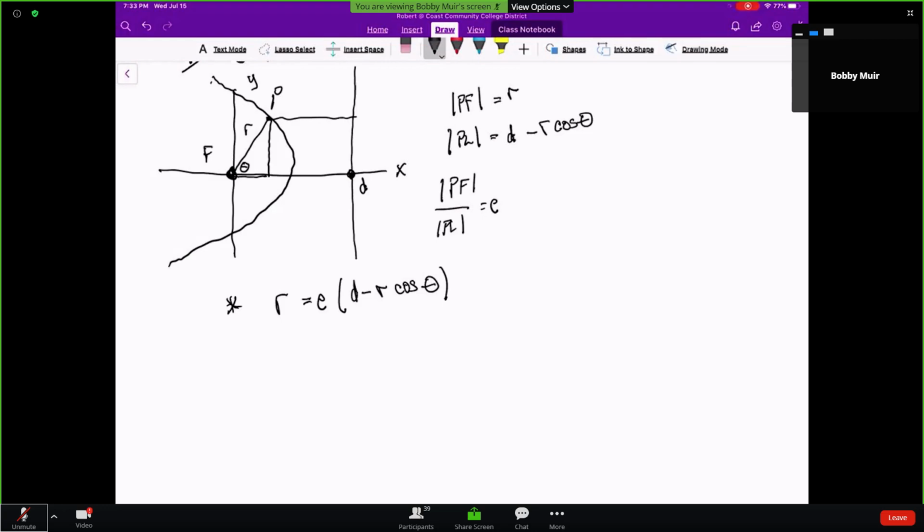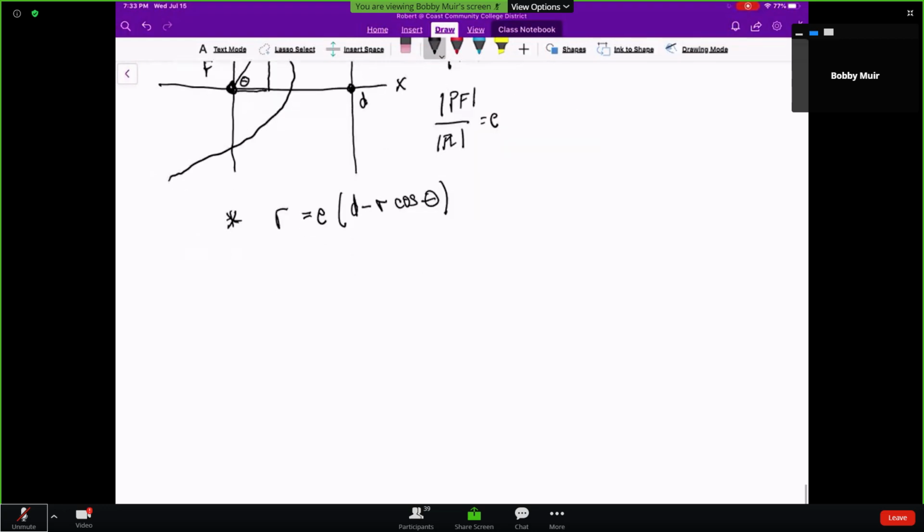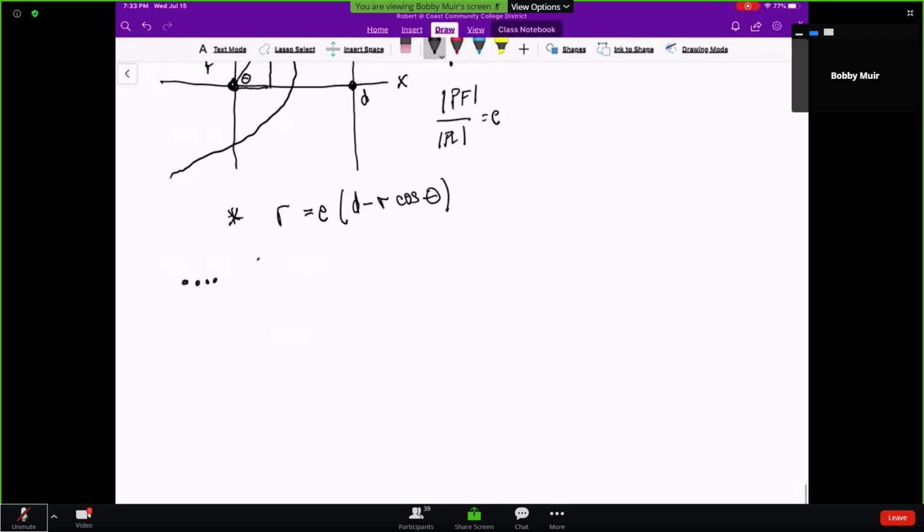Okay, then he squares both sides of this equation, and he does a whole bunch of stuff, and he gets to this spot here. X plus E squared D all over 1 minus E squared, plus Y squared over 1 minus E squared, equals E squared D squared divided by 1 minus E squared squared. Okay.